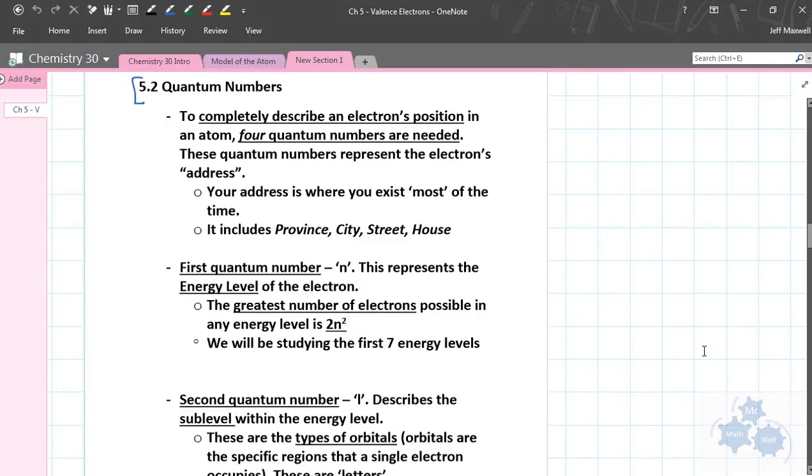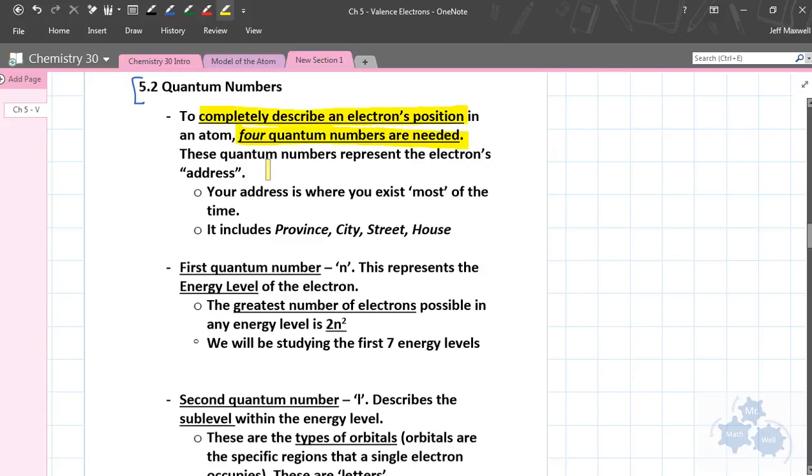So 5.2, page 116, talks about quantum numbers. Now, what are quantum numbers? Well, to completely describe an electron's position in an atom, 4 quantum numbers are needed. So quantum numbers are kind of like an address for the electron.